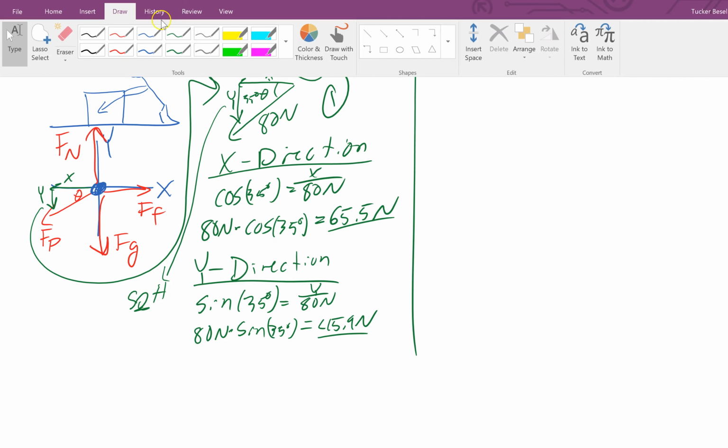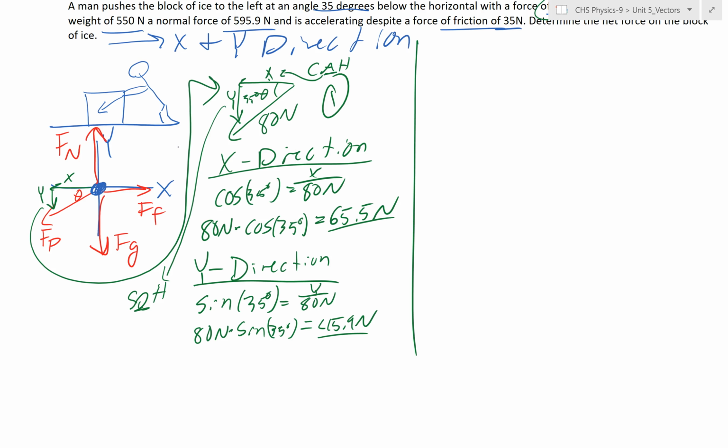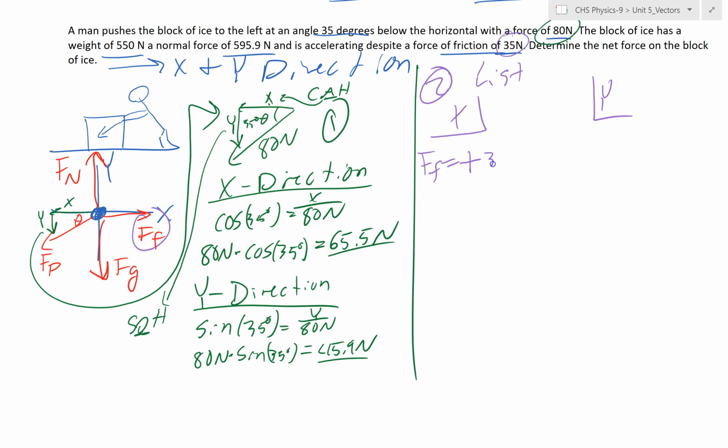Then I'm going to swap colors for step 2. Step 2, we're going to make our list of our variables. So we've got our x direction, and we've got our y direction. If I look back at my free body diagram, I've got the force of friction in the x direction. And that is going to be positive because it's pointing to the right. The problem says that value is 35 newtons. And then we've got this bad boy over here. The force of the push in the x direction is going to be negative because that's pointing to the left. And we just found that was 65.5 newtons. Okay, that's it for the x direction.